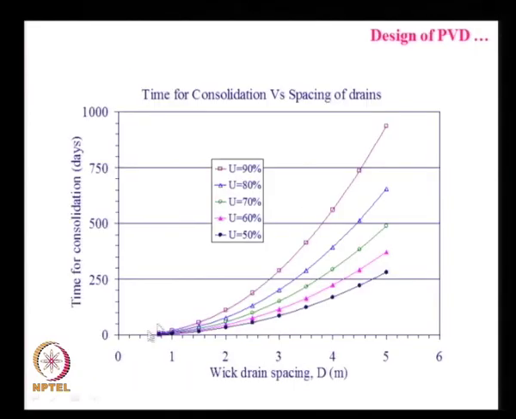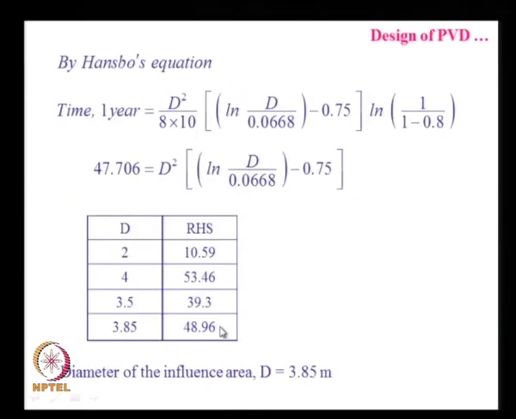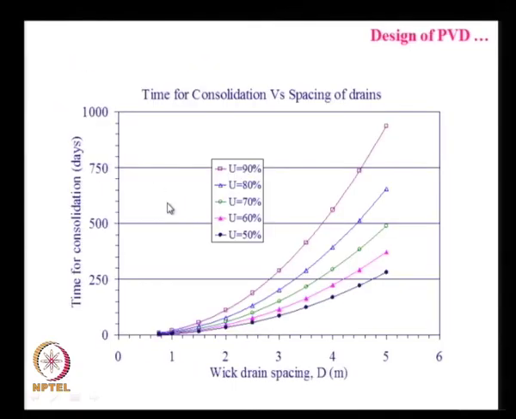And here, this equation is taken, and for different potential wick drain spacings, what is the time that we require to achieve different degrees of consolidation. Let us say our interest is 80% consolidation. So, this is the line that shows the degree of consolidation, and we can say that within 1 year, that is about 365 days, it is about 3.85.